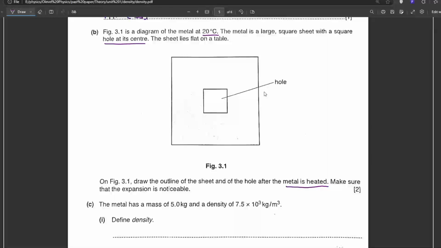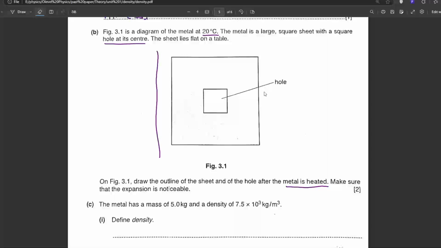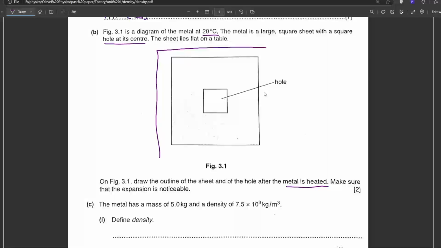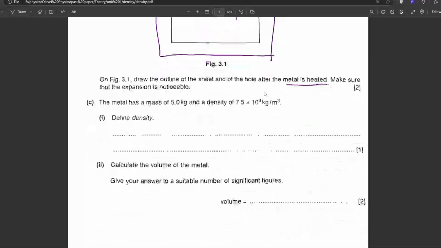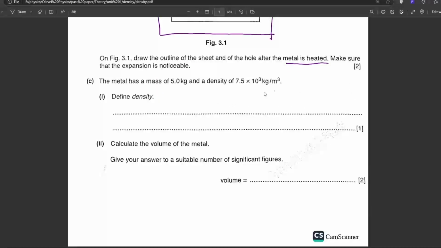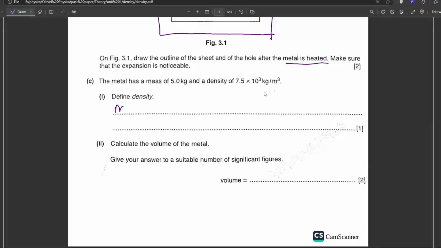So if you increase the temperature, what will happen? Obviously, this square will expand. Oh, I should draw it with a scale. This square will expand like this, and the hole will also expand like this. Simple. These purple lines are how your square will look now. The metal has a mass of this, a density of this. Define density. Very, very easy. Mass per unit volume.